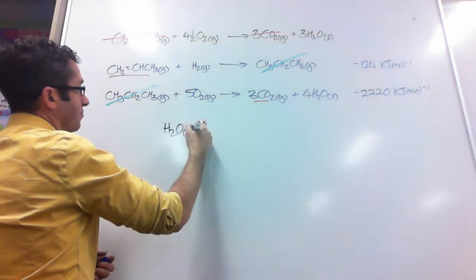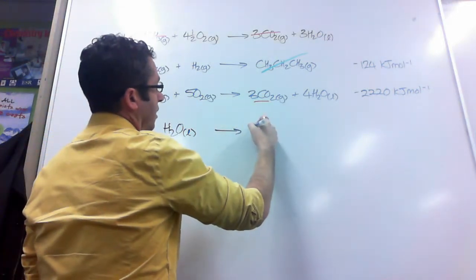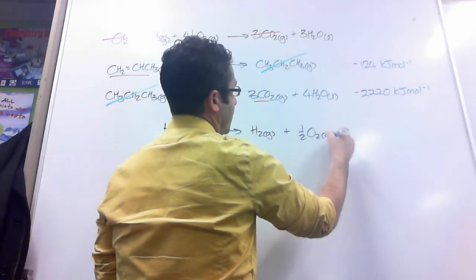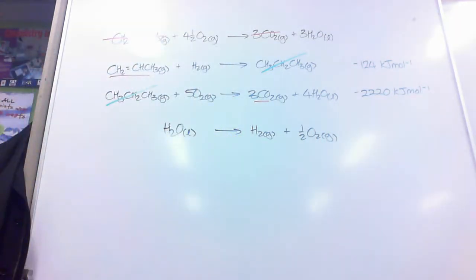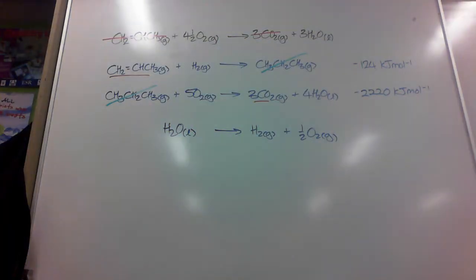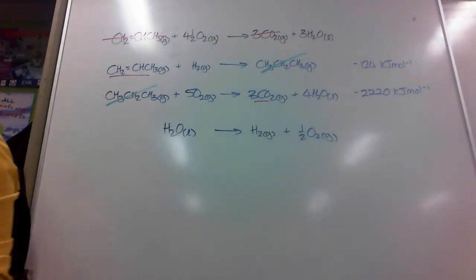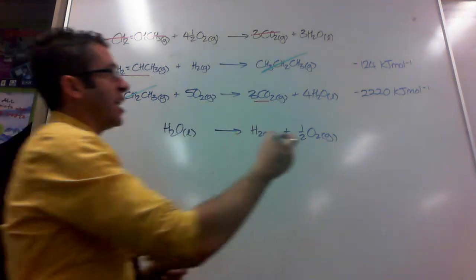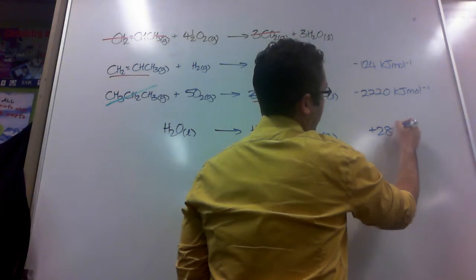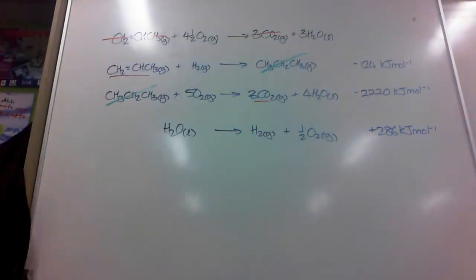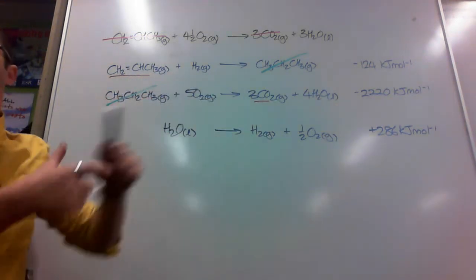H2O liquid becoming H2 gas and half a mole of oxygen gas. So I'm going to unform it because I need to get rid of one of them. So by unforming it, I need to change the enthalpy from being exothermic to being endothermic. So it's now going to be positive 286 kilojoules per mole. Conveniently for this, look what it does. Hydrogen here, they're gone.